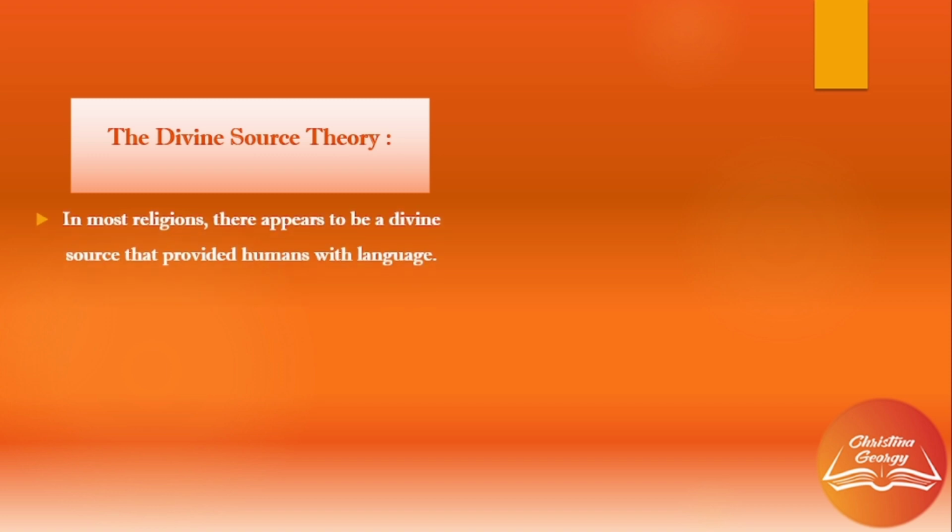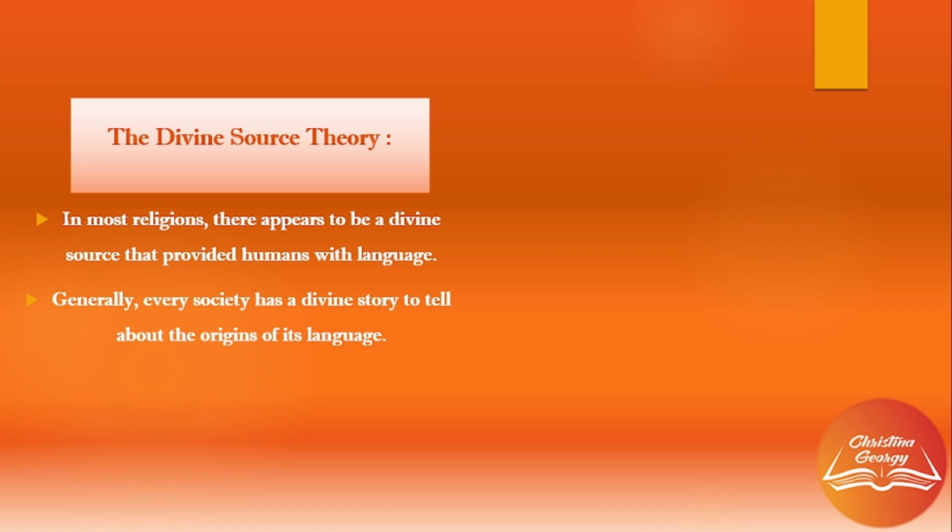Firstly, the divine source theory. According to one view, God created Adam, and whatsoever Adam called every living creature, that was the name thereof. According to Hindu tradition, language came from goddess Saraswati. In most religions, there appeared to be a divine source that provided humans with language. Generally, every society has a divine story to tell about how language originated. So that was the divine source theory.